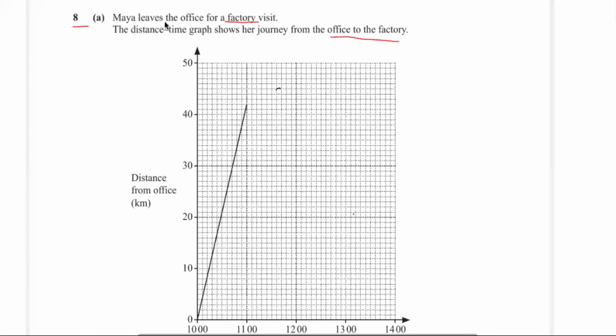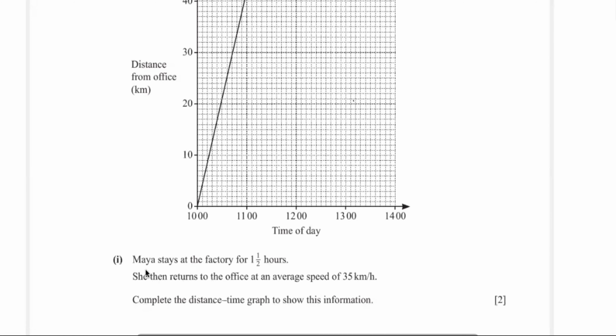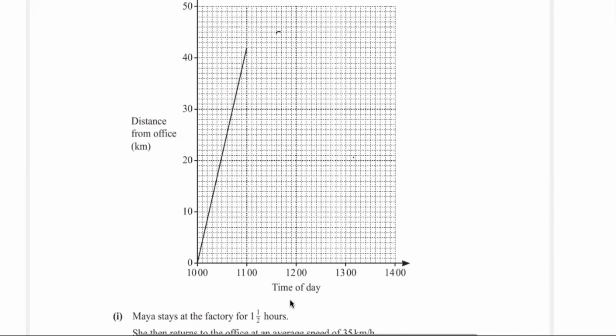Question number 8, part A. Maya leaves the office for a factory visit. The distance-time graph shows her journey from the office to the factory. Maya stayed at the factory for 1.5 hours. She returns to the office at an average speed of 35 kilometers per hour. Complete the distance-time graph to show this information.